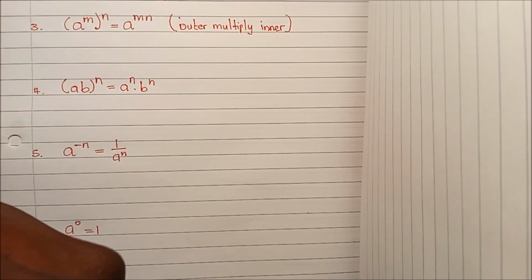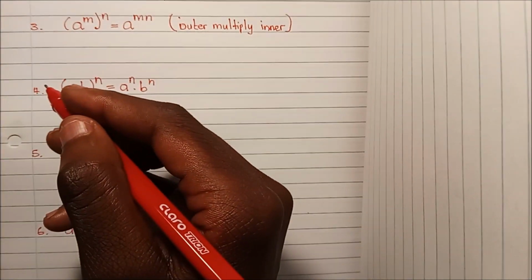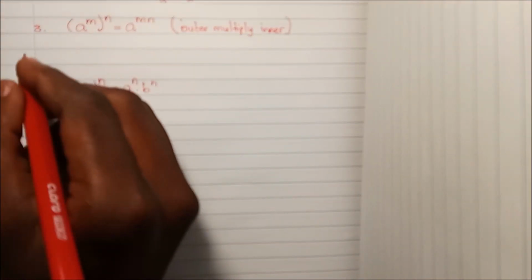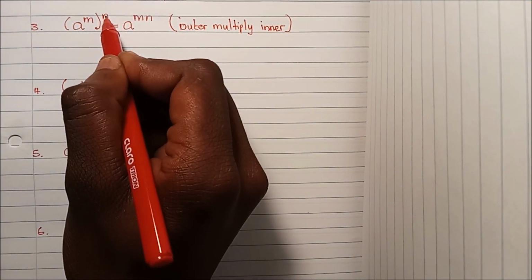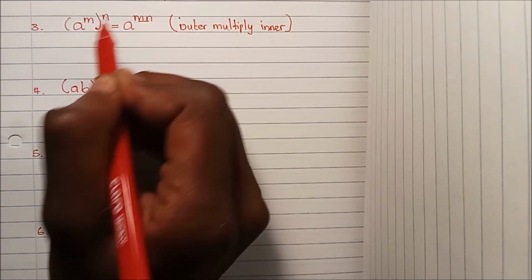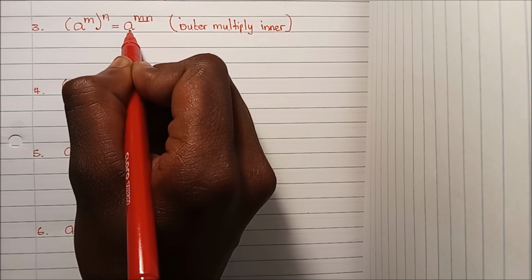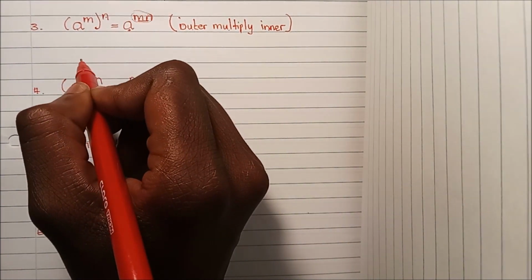So remember, we're dealing with exponents. So if I'm saying outer multiply inner, that basically means outer exponent multiply inner exponent. That is why we have here m multiplied by n, giving us mn. The base, always take one base. There's our base, we take it, and then we focus mainly on exponents.